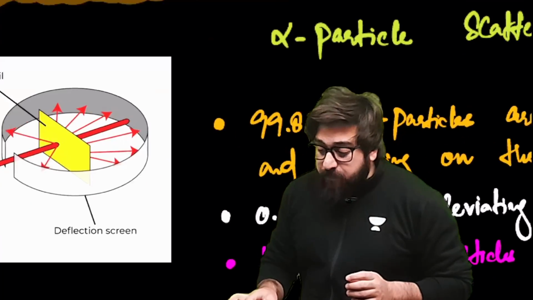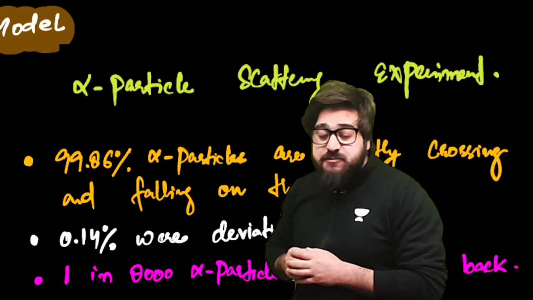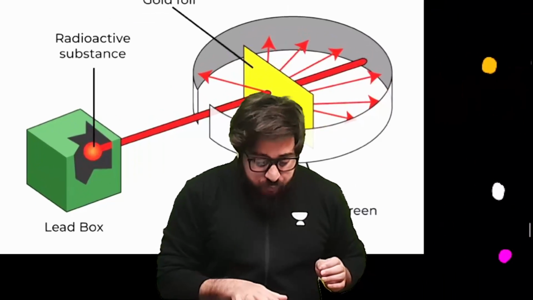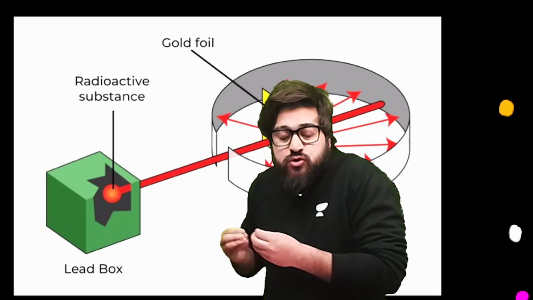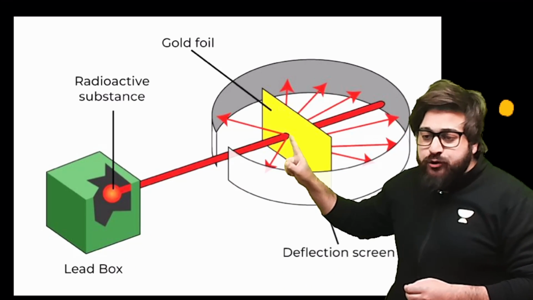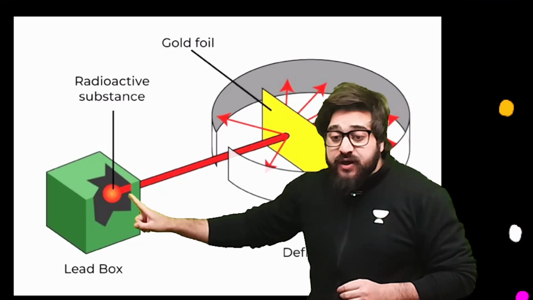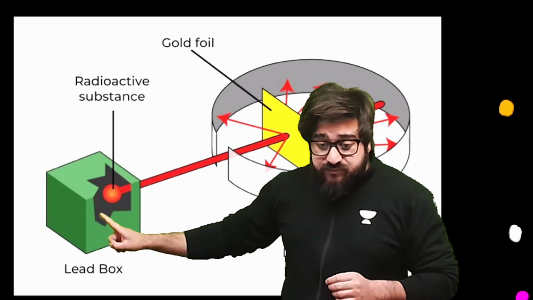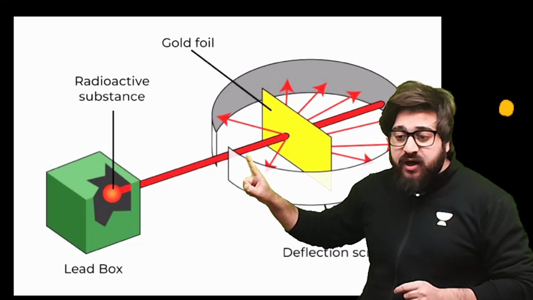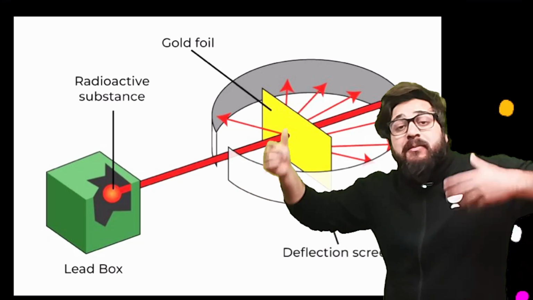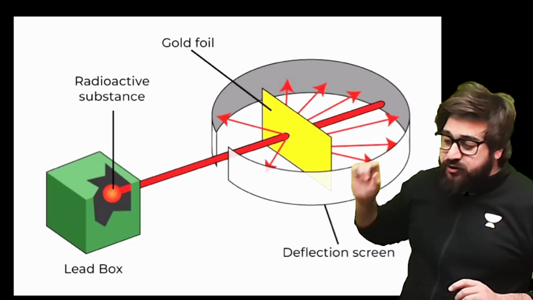So Rutherford basically performed an experiment, what we call the alpha particle scattering experiment. He took an alpha particle source which provides many alpha particles. Then he took a gold foil and a deflection screen. From the source, a beam of alpha particles comes out, and these alpha particles cross the gold foil and fall onto the screen.